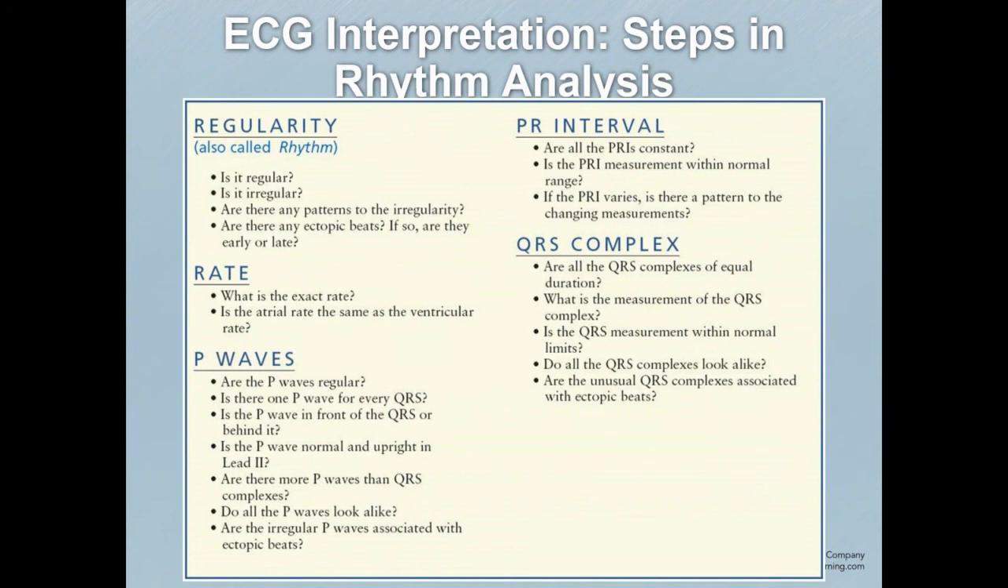The very first thing I want to know is, is my rhythm regular? I'm going to measure R to R, R to R, R to R, all the way through and see if that number is the same. If that number is the same, then I know I can calculate rate based on the number of blocks between my R to R. If there's a difference, I may have a range in rate.